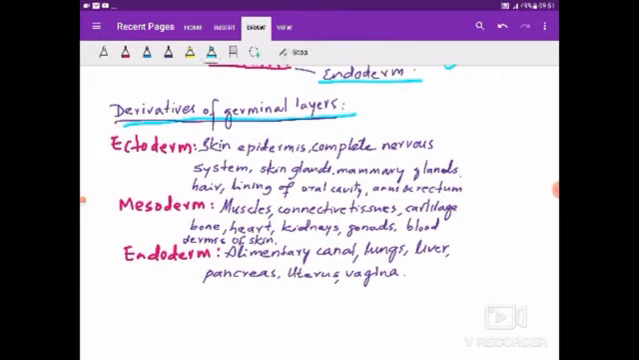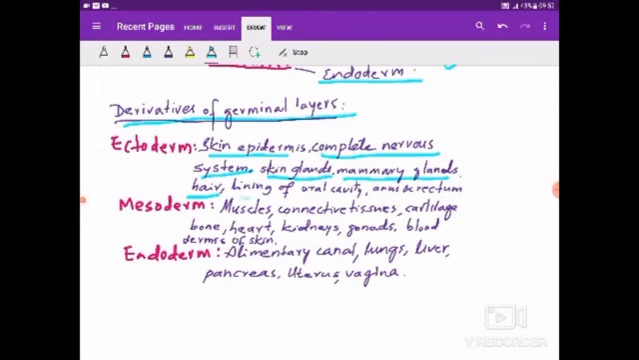Ectoderm is responsible for the outer coverings or outer layers of different parts of the body. It forms the complete epidermis of the skin, and the complete nervous system is derived from the ectoderm. Brain and spinal cord and nerves are derived from the ectoderm only. Then skin glands, sweat glands, sebaceous glands are also developing from the ectoderm. Mammary glands are also derived from the ectoderm. Hair are derived from the ectoderm.